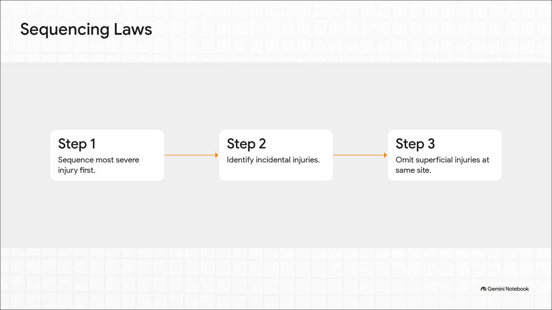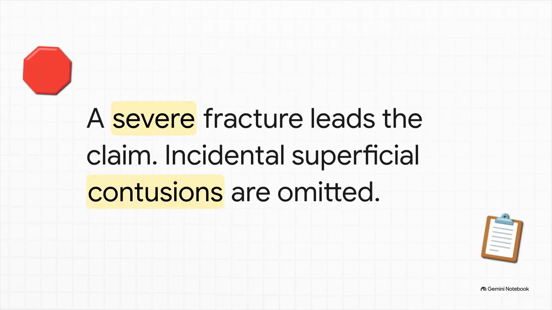Step 2, carefully scan the documentation for any incidental superficial injuries. And then step 3, and this is where so many coders trip up, you must actively omit coding those superficial injuries if they occur at the exact same anatomical site as a more severe injury. This whole principle is designed to prevent claim clutter. By intentionally masking minor scratches and bruises, we allow the major trauma to take center stage.